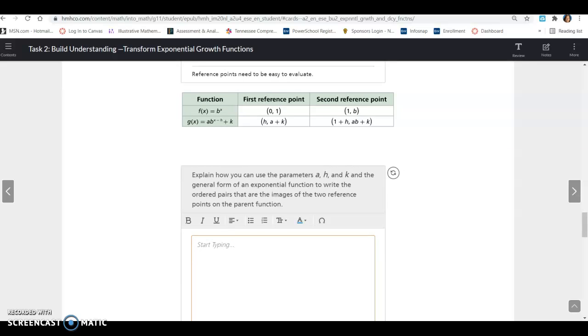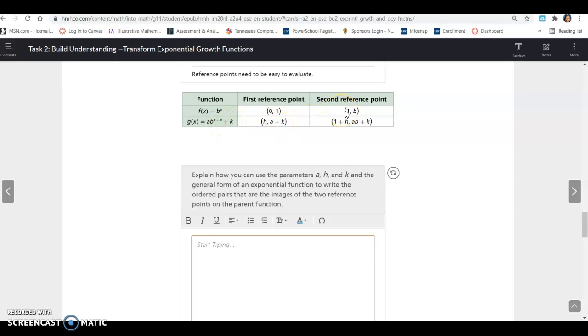All right, so how can we move our reference points? So 0, 1, that was our y-intercept for our parent function, and we can move that. You can see this is your general function, a times b raised to the x minus h, plus k. So 0, your x, will move to whatever h is. That was your horizontal movement. So h, and then the y value, this 1, is going to be a plus k. So it's going to be your stretch or compression and your vertical movement together.